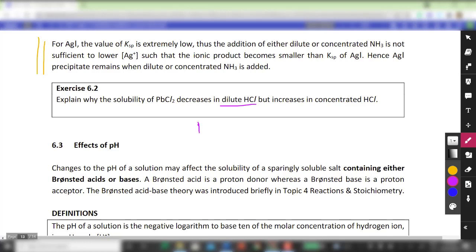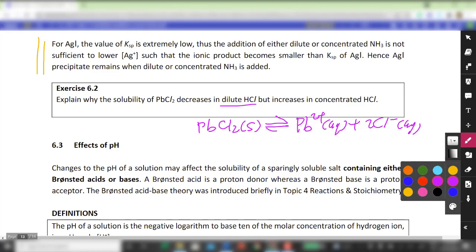Let me write the equation out. PbCl2 solid equilibrates with Pb2+ aqueous plus 2Cl- aqueous. The presence of dilute HCl is similar to the common ion effect which we discussed earlier on, so it will suppress the dissolution of lead chloride. However, in concentrated HCl, another equilibrium is taking place.